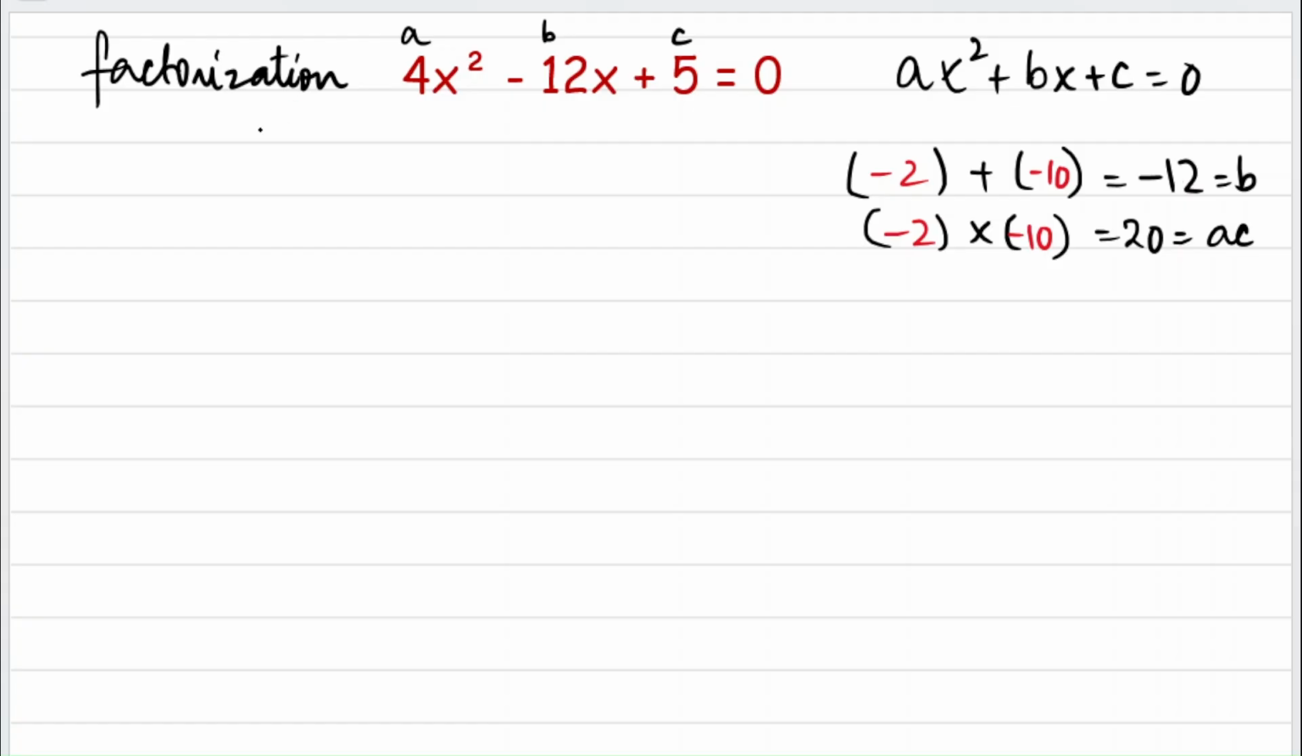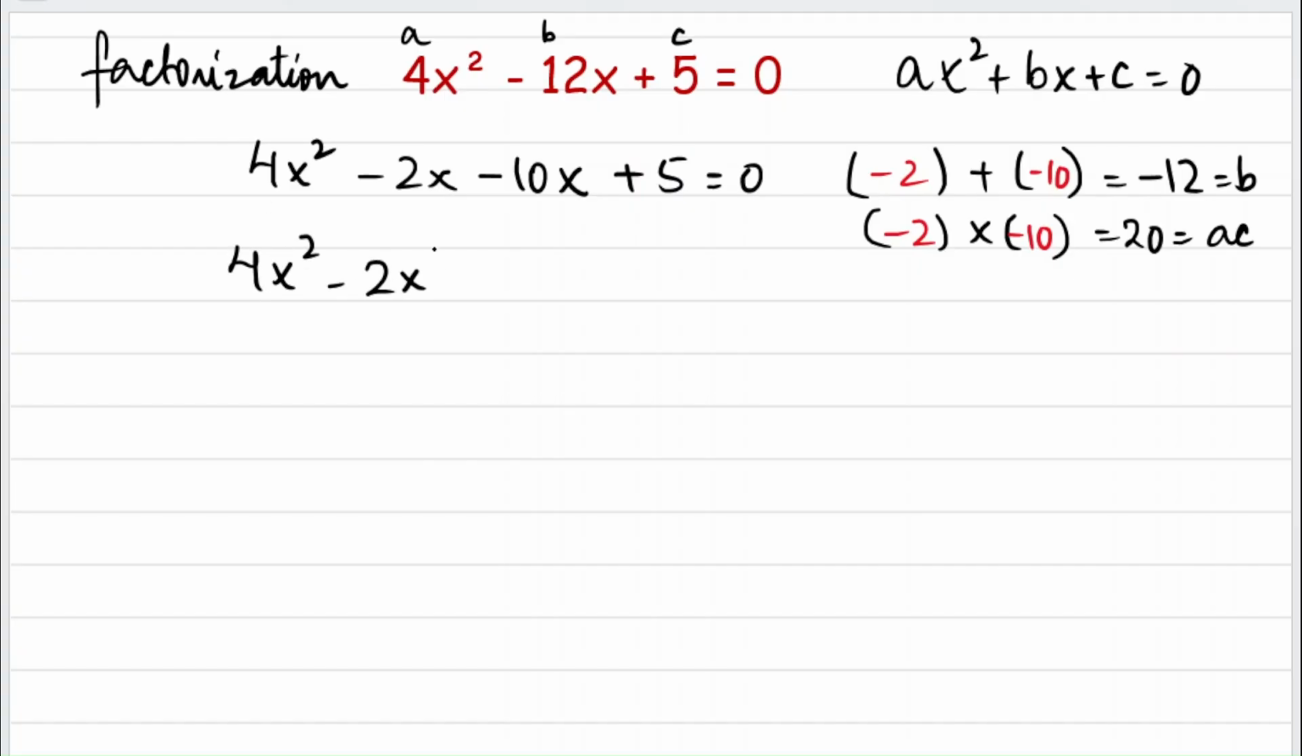So, let's rewrite our equation. 4x squared, this minus 12 is what? Minus 2 added to minus 10. So, minus 12x will be minus 2x added to minus 10x plus 5 equals 0. Let's regroup our terms. So 4x squared minus 2x in one of the brackets, minus 10x minus 5 in one of the brackets. If you are wondering why I have changed the signs, it is because I have taken this minus outside. Whenever there is a minus outside, all the inside signs get changed.